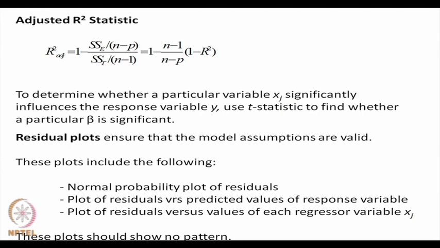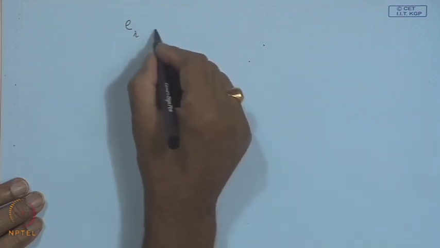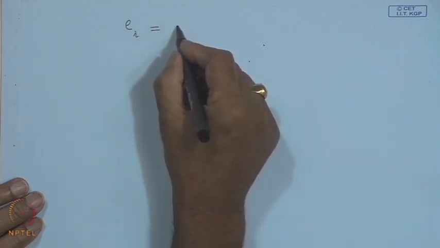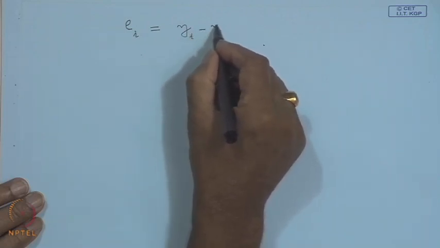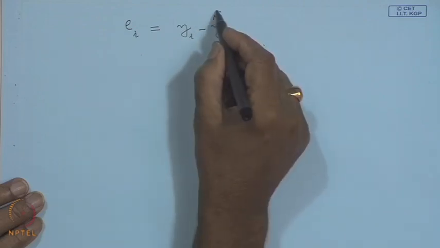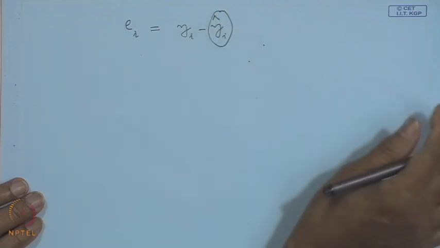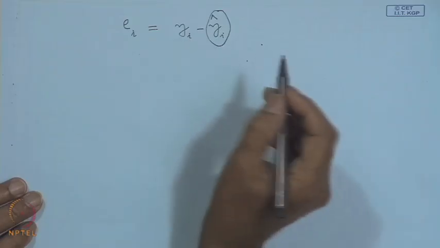After we do all this, we also go for residual plots. If you remember, for each cross sectional unit i, we calculate e_i, the residual, y_i minus y_i hat. This is the value of y_i that we calculate from our regression equation, and this is the actual value.